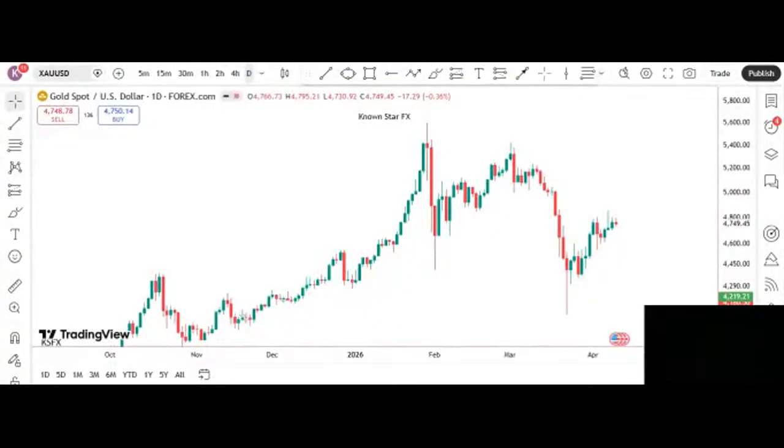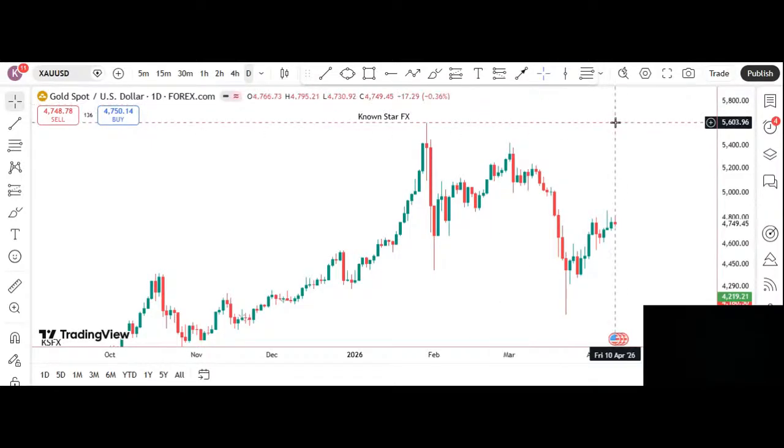Basically on the daily time frame, we've been seeing a series of movements here and there. But we're going to analyze this and break it down from the beginning to the very end. So on this daily time frame, what can we see basically?